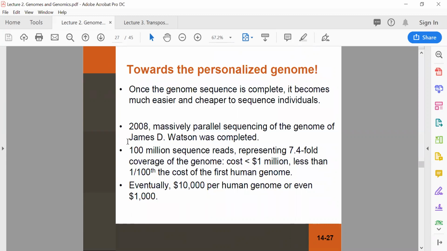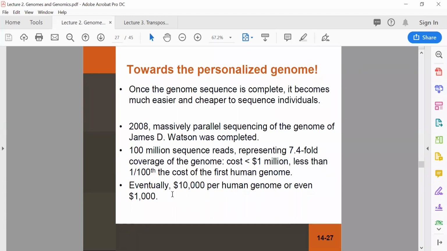All right, so genome sequencing of the famous James Watson was completed. There were 100 million sequence reads that were performed, representing a 7.4-fold coverage of his genome. The cost was just under $1 million, which sounds incredibly expensive, but this represented less than 1/100th the cost of the first human genome. So in just 7 years or so, the cost had come right down to less than $1 million.